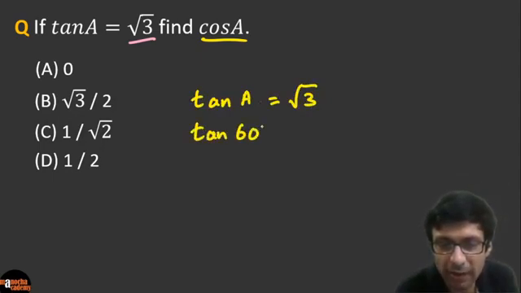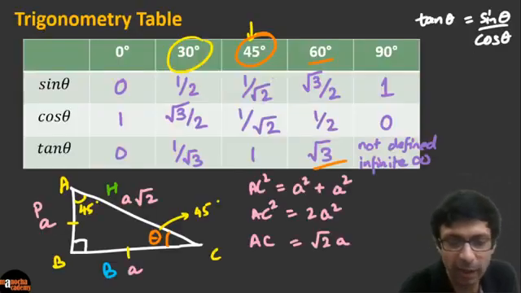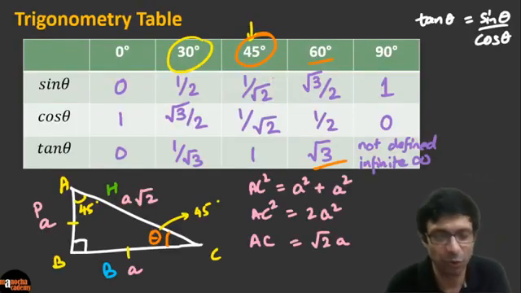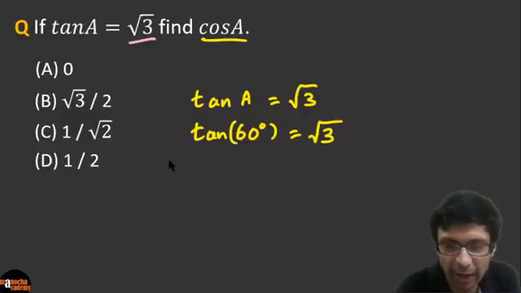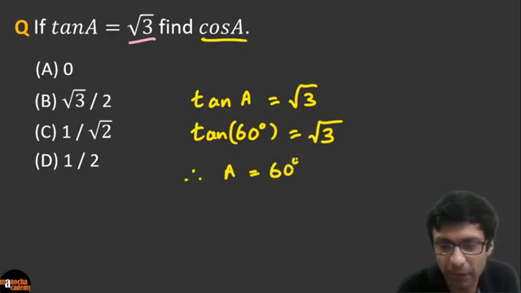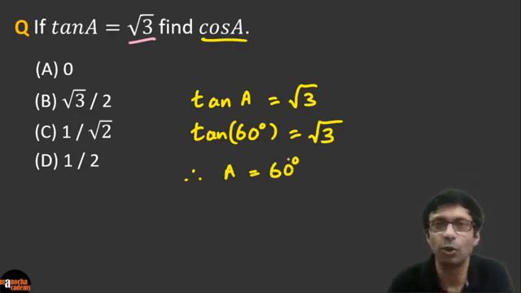Because we know that tan of 60 is root 3, right guys? As you saw from the table here, can you see? Tan of 60 is root 3. Therefore, we can conclude that A is 60 degrees. It's a standard value, right? A simple value here. So A we know is 60.